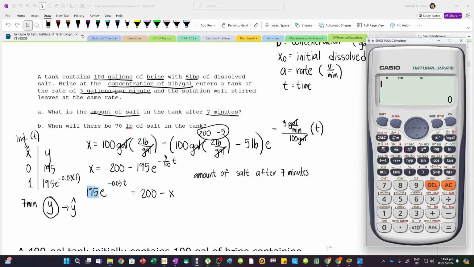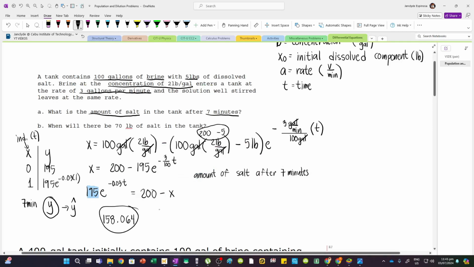So we press 7, and then shift stat, go to regression, press 5 and then press 5 again. This is y hat, this is x hat. You're going to use y hat if you're missing y, and x hat if you're missing x. So press 5, we have 7 y hat, press equals. This gives us 158.064.